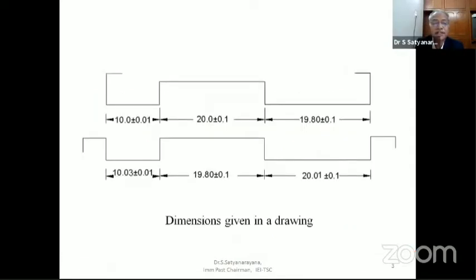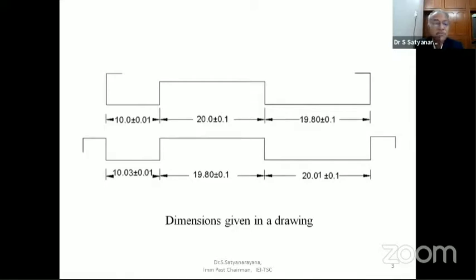These are the fundamentals. Let us see this drawing. Some budding engineers are there. Here, these are two components. These two components are manufactured and they are supposed to be assembled. When they are assembled, this is a chain dimensioning. Though it looks very simple, it's a very complicated drawing.